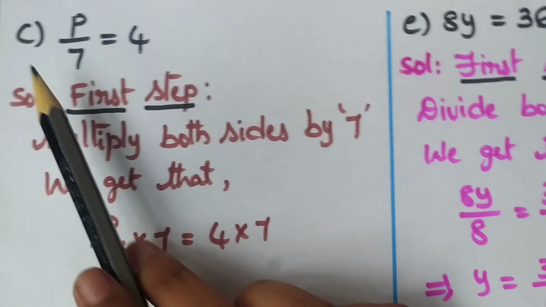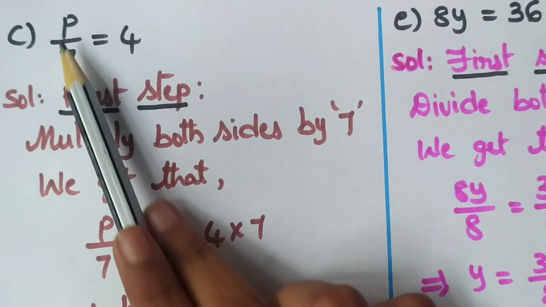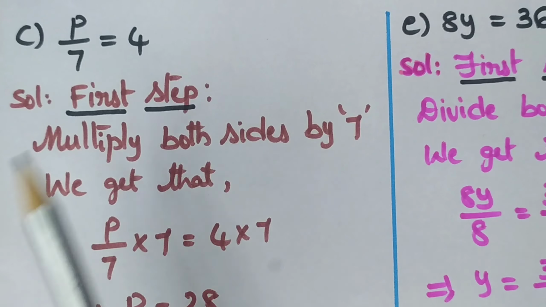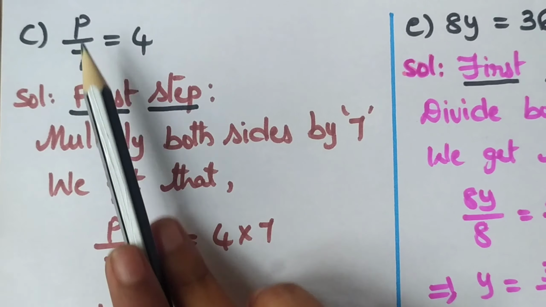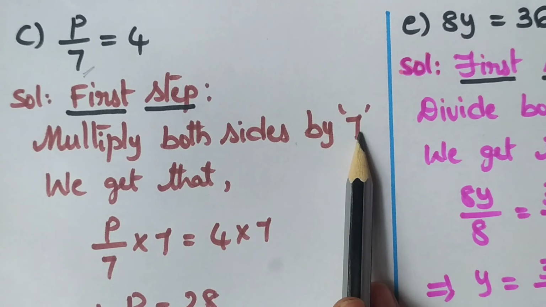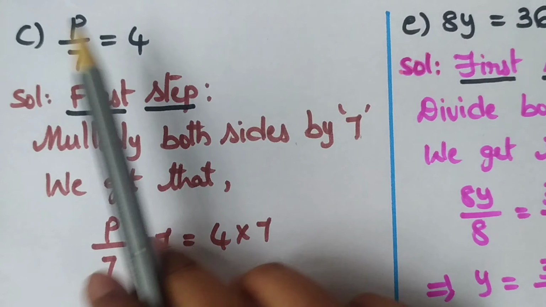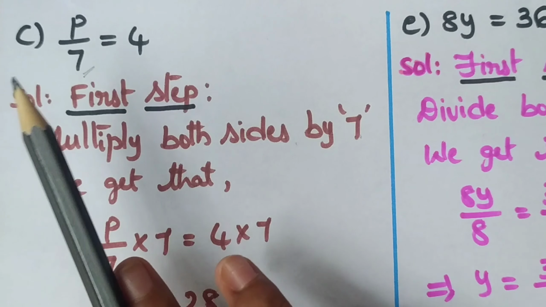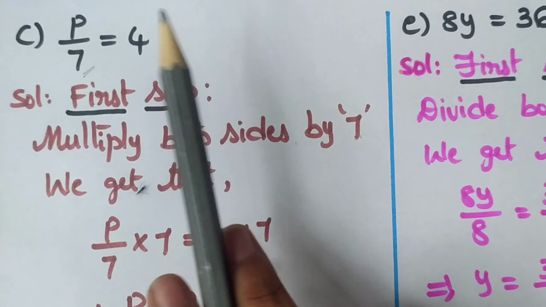Okay friends, now let us see C bit, that is P by 7 is equal to 4. Let us see first step. Here it is P by 7 division. Now here is 7, that means multiply both sides by 7. So it becomes P by 7 into 7 or 7 into P by 7, anything is same, is equal to 4 into 7 or 7 into 4.